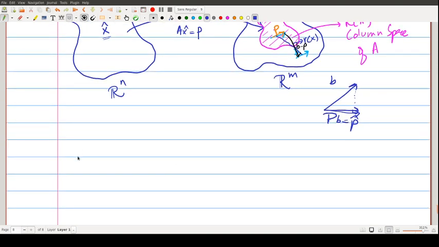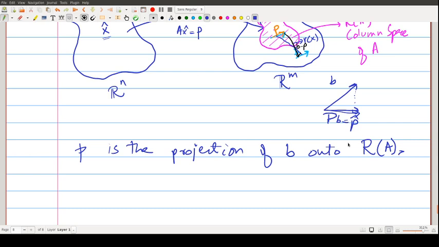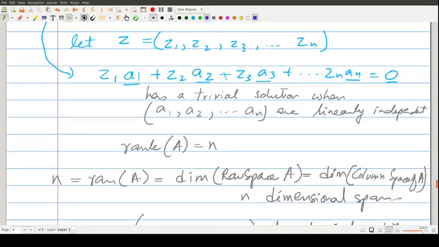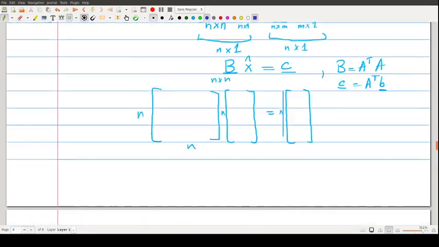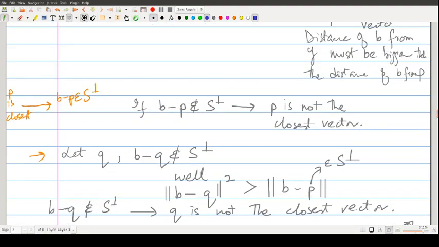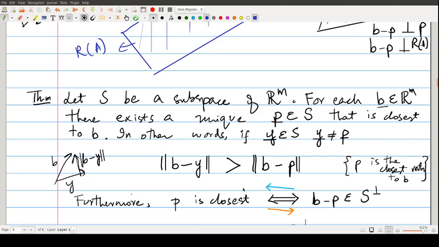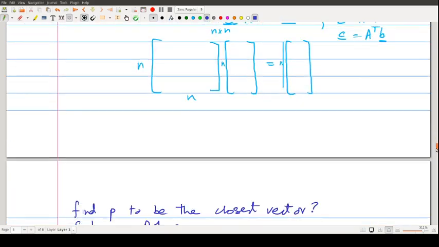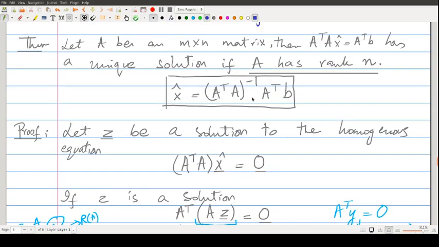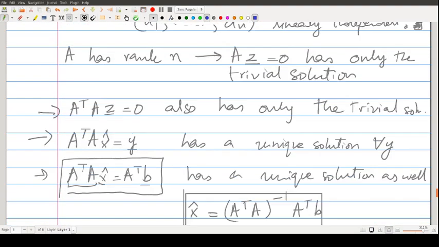So P is the projection of B onto the column space of A, and that finishes it. So this lecture was more about proving that you can use linear algebra to solve this system. There were two theorems that we proved. The first theorem was that there is a closest vector that you can find, and the second theorem told me that you're guaranteed that you can solve these normal equations to find this closest solution.